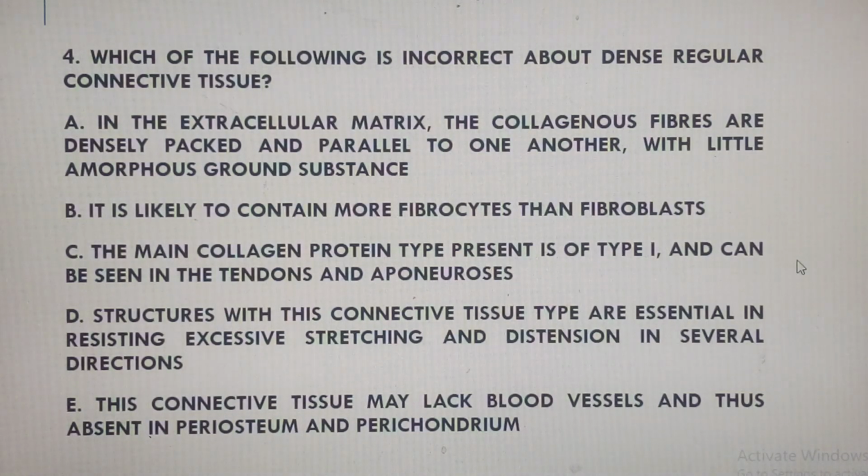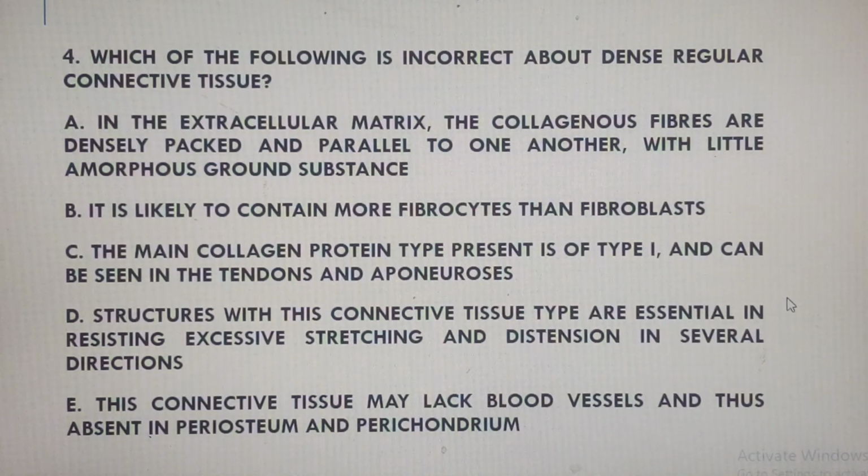Option B says it is likely to contain more fibrocytes than fibroblasts. Yes, that's a very true statement, because fibroblasts will secrete fibers. Once they secrete the fibers, they will be converted to become fibrocytes. Because we have a lot of fibers, it means that a lot of the fibroblasts have been converted to become fibrocytes. So we have more fibrocytes than fibroblasts. That's a very true statement.